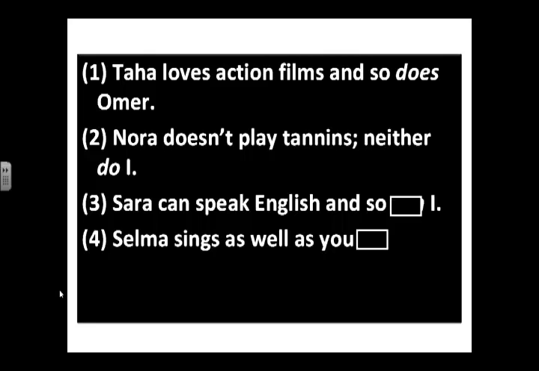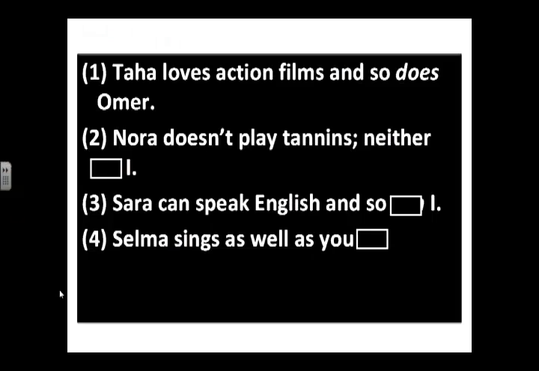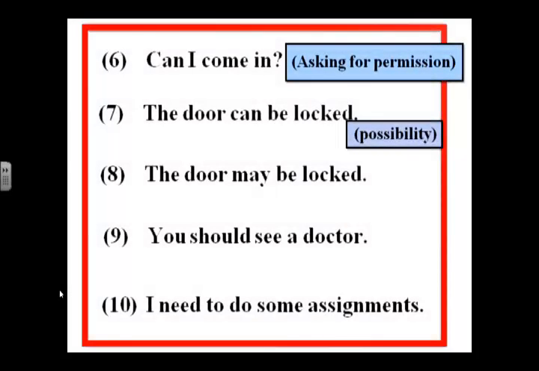Now look at number 2. Can you imagine what is here? You are right. It is do. The door may be locked. Now the same sentence with 2 different auxiliary verbs, modal verbs, and here it is not possibility. When we say the door may be locked, we are talking about probability.